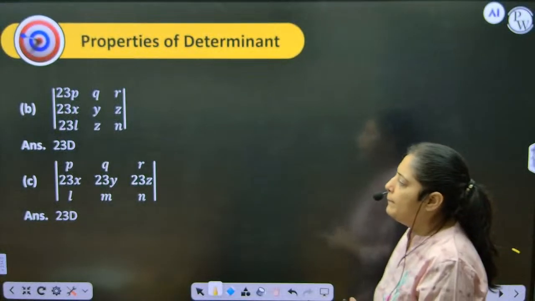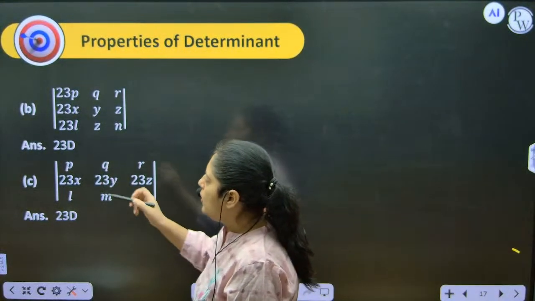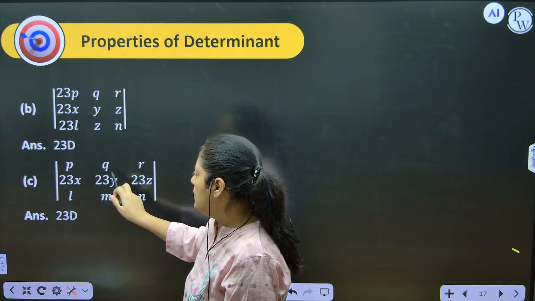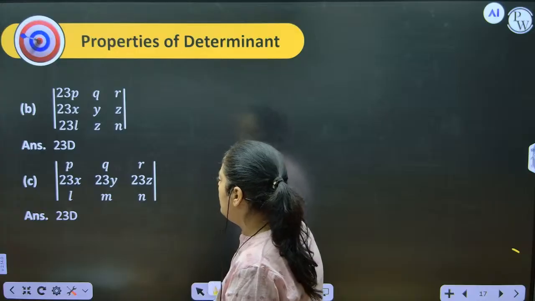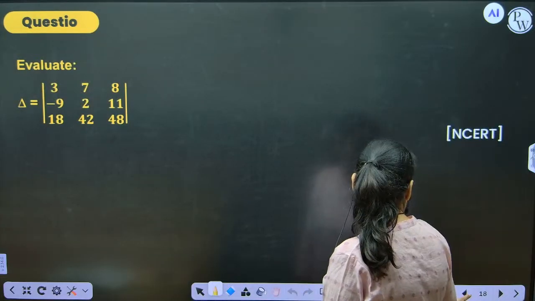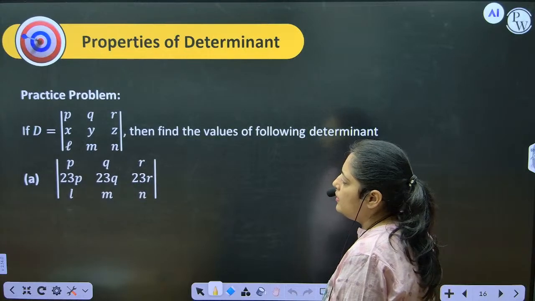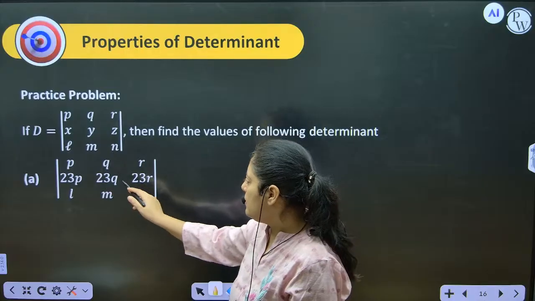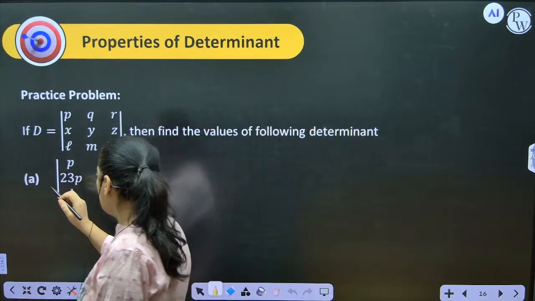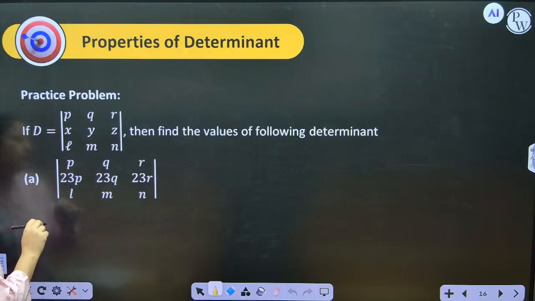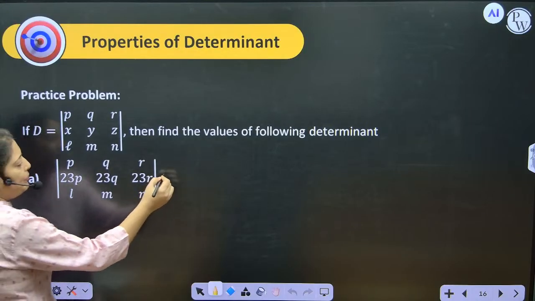This one. Now this one also. This one. And wait, I'll explain. This is actually not clearly mentioned.